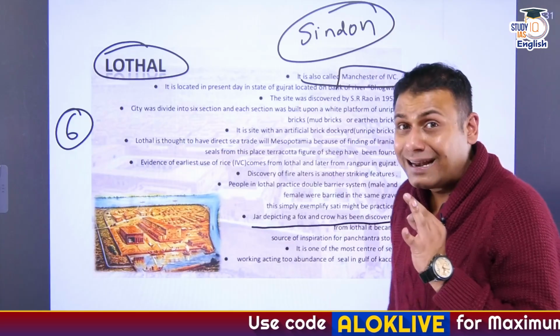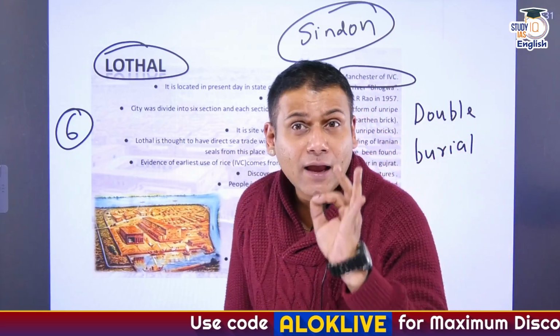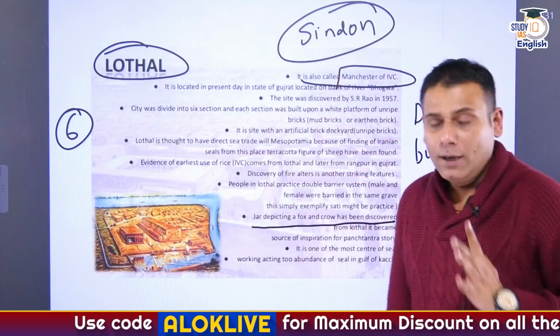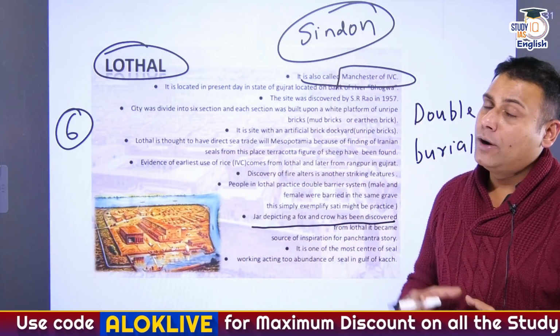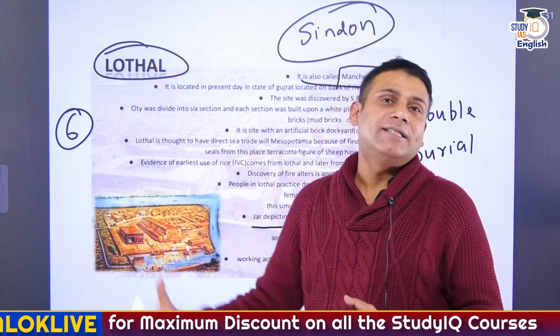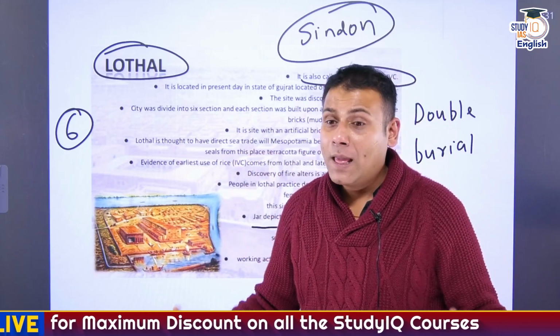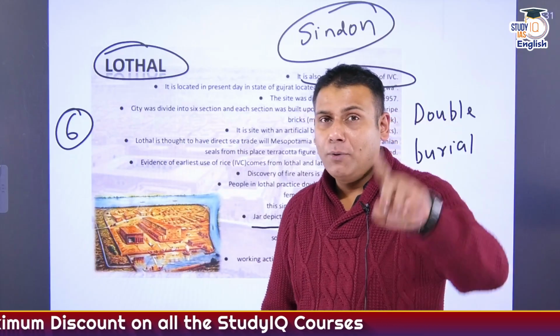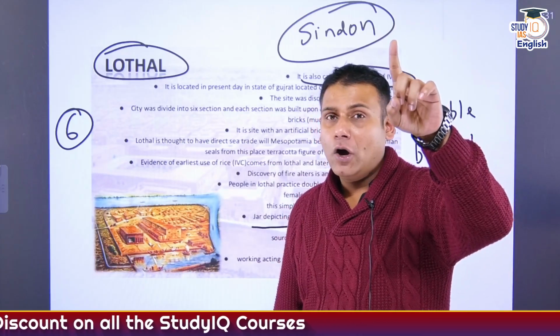Hope the points are clear. I'll repeat the points again in short. Please note it down. Lothal is an Indus Valley civilization site located in Gujarat on the banks of river Bhogwa, discovered in 1957 by S.R. Rao.